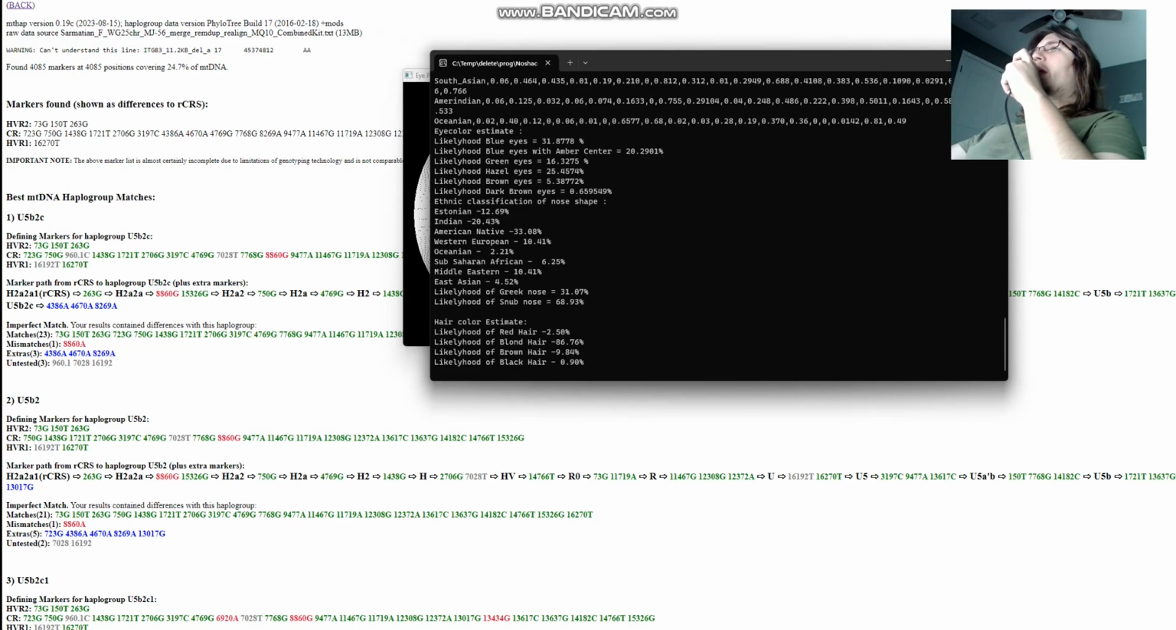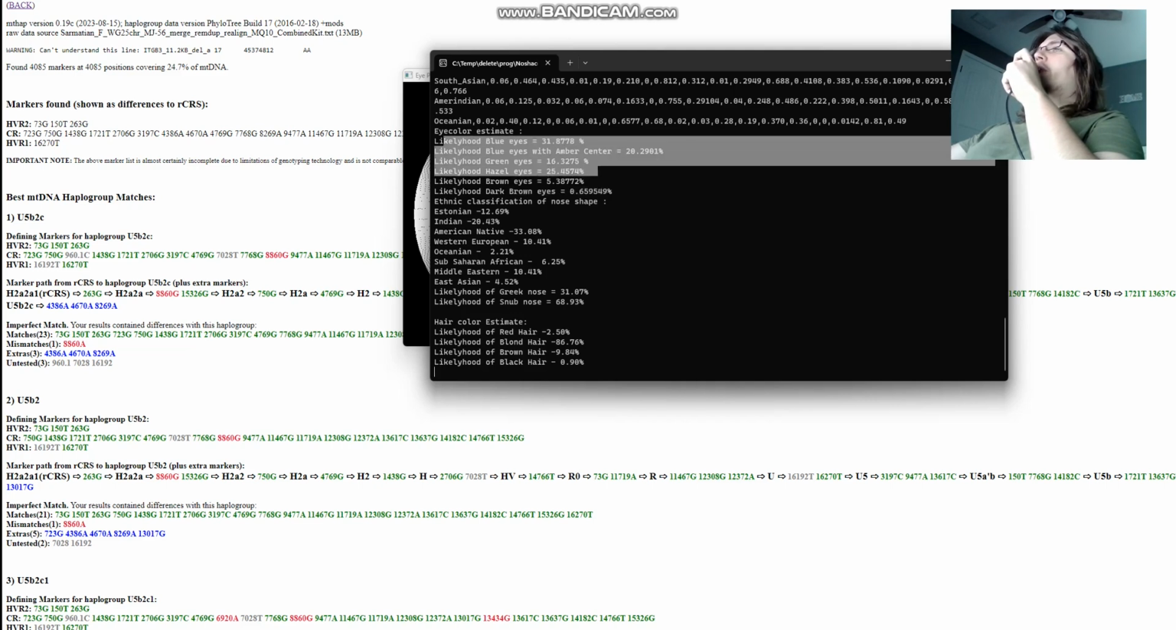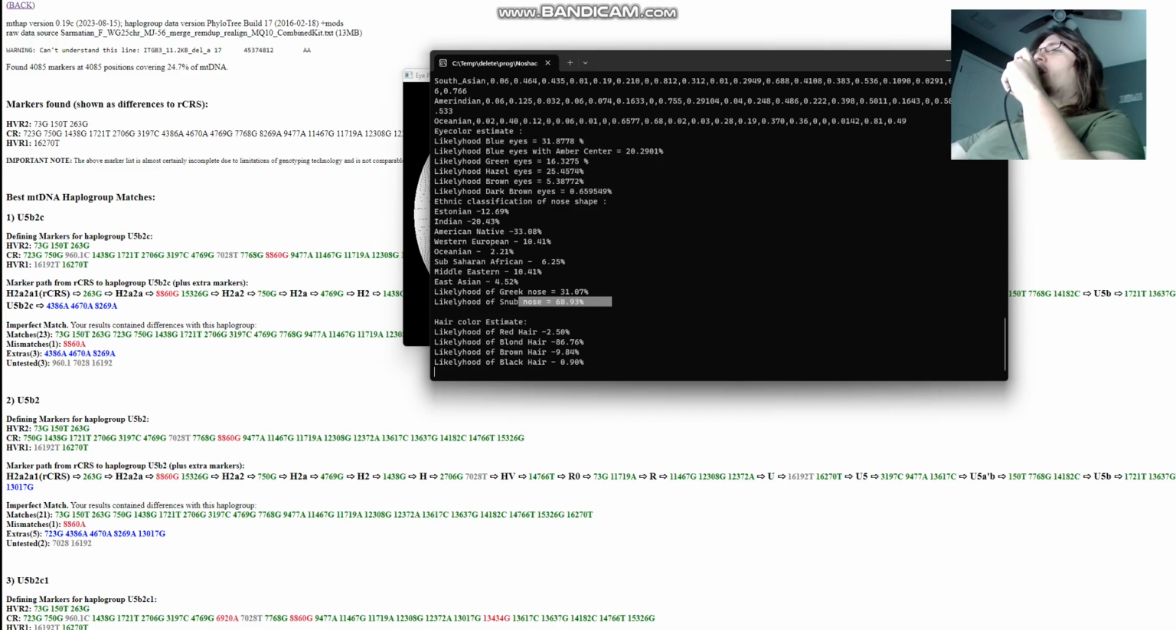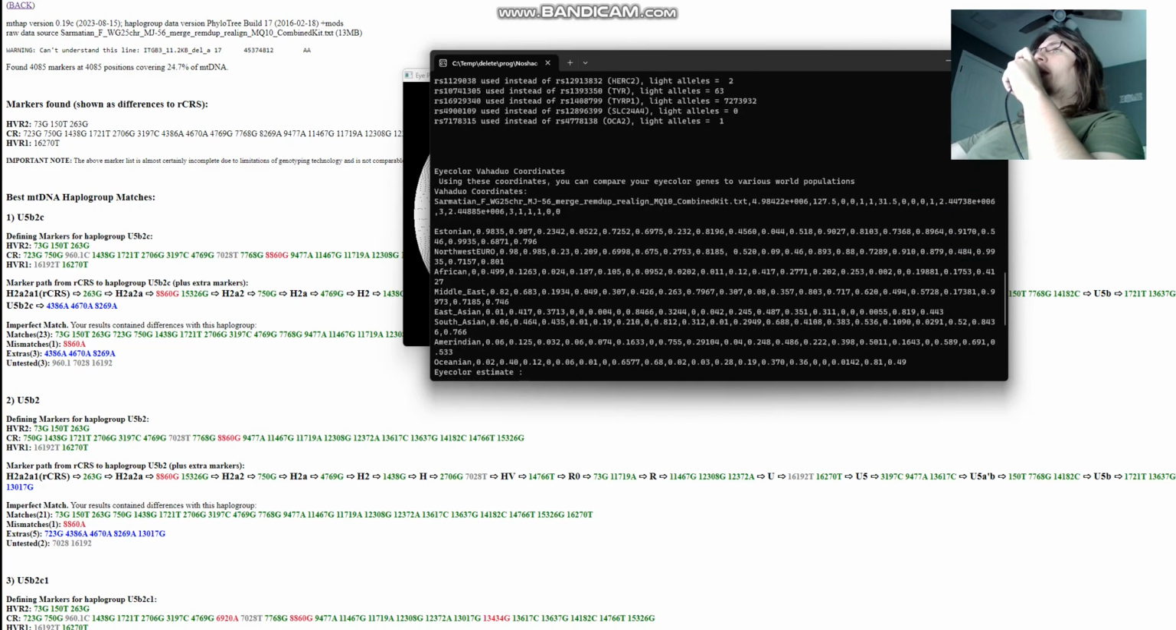So the biggest category she scores is blue eyes, 31.8% likelihood of blue eyes, followed by that is hazel eyes at 25%, followed by that is blue eyes with amber center at 20%, followed by that is green eyes at 16%, and then it's brown at 5% and dark brown at 0.6%. So definitely not dark brown eyes. It's probably somewhere in the hazel to blue eye range for her in terms of the range of possible eye colors. And she's got snub shaped nose and she's got blonde hair.